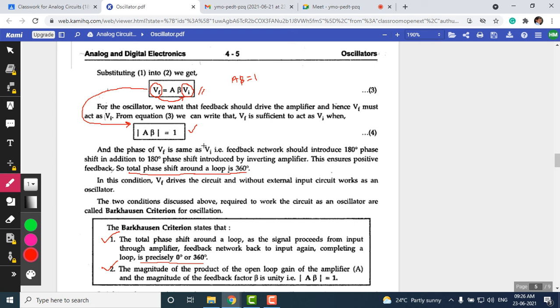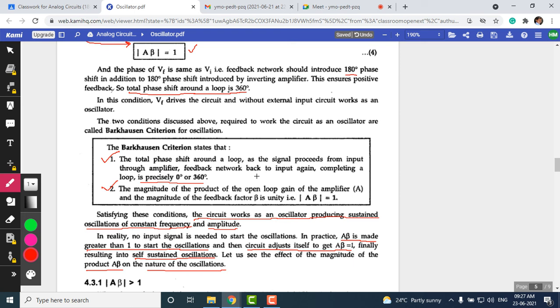The second condition is that the feedback network has a 180-degree phase shift, and if the amplifier also produces a 180-degree phase shift, the total phase shift must be equal to 360 degrees. When the total phase shift is 360 degrees or 0 degrees, the oscillator circuit produces oscillations. To summarize, the Barkhausen criterion means that the total phase shift around the loop, from input through the amplifier and the feedback network back to the input again, must be equal to 0 degrees or 360 degrees.